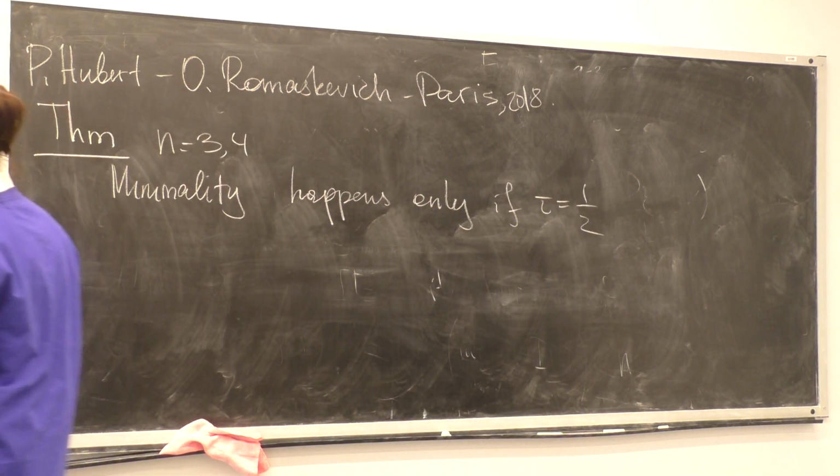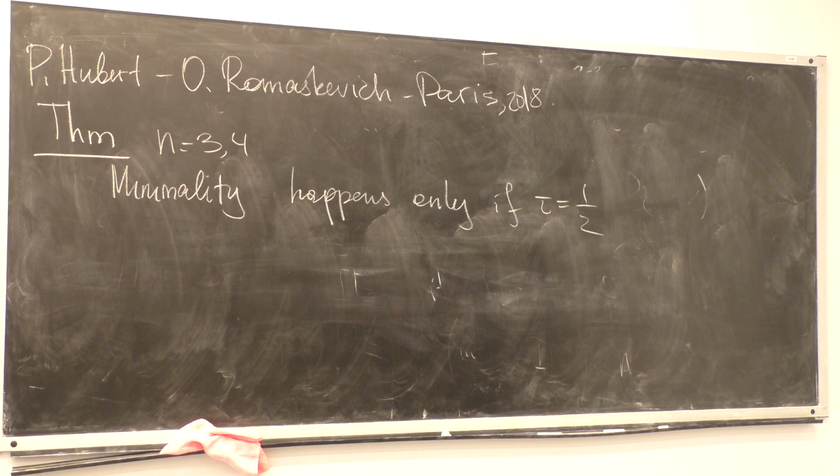Their proof is quite complicated, I have to say, especially for the case of n equal to 4. It's a computer-assisted proof, and it's quite painful to follow it, and they published it in Experimental Mathematics exactly because it relies on a computer program.